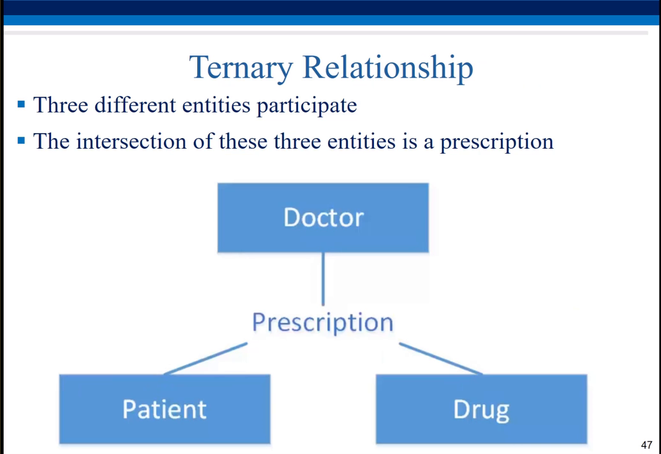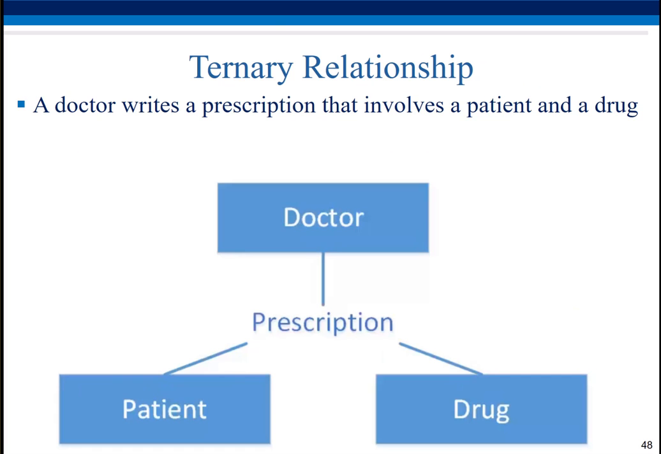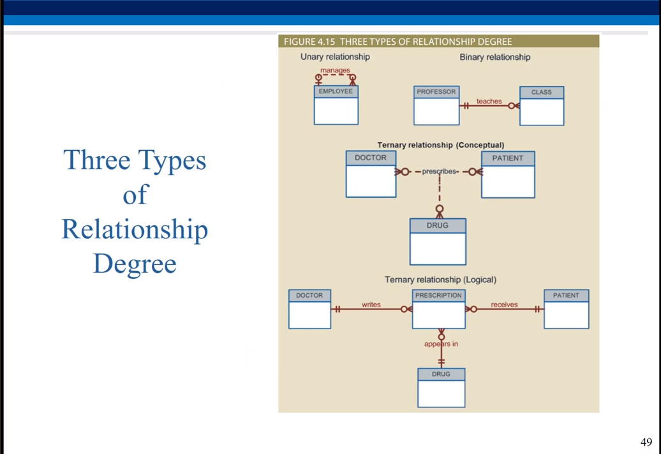And then we have a ternary: a doctor, prescription, and a patient. The prescription is the go-between. A doctor writes a prescription. In the prescription, it has a physical patient and it has a drug. So again, a doctor writes a prescription, which involves a patient and a drug in here. So you can see how this can be written in here. So we have a doctor, a patient, and a drug, and he prescribes it.